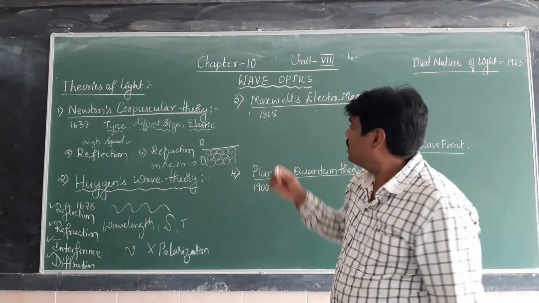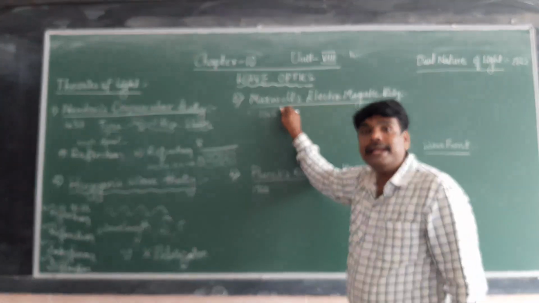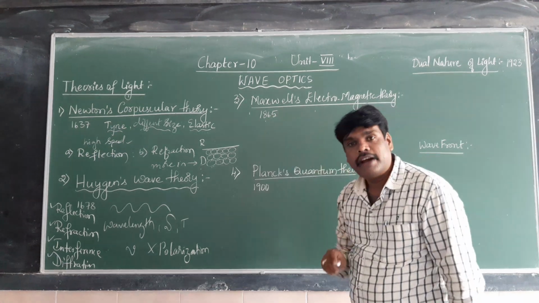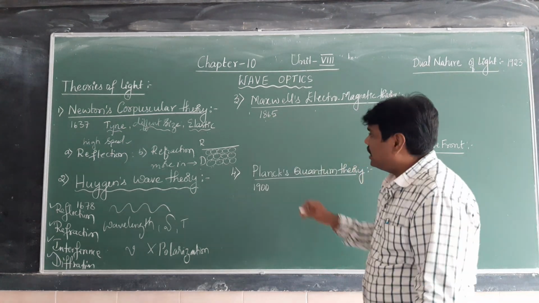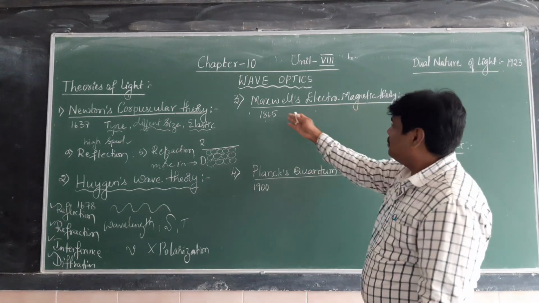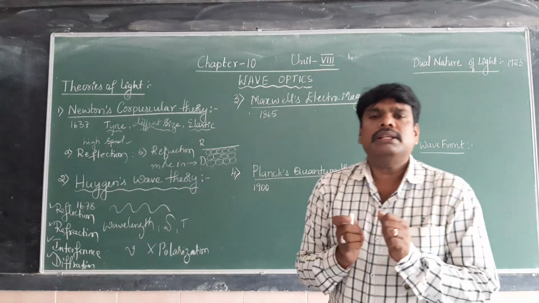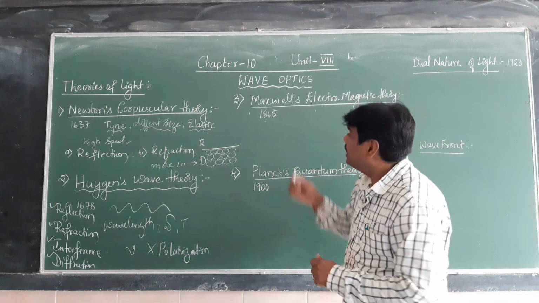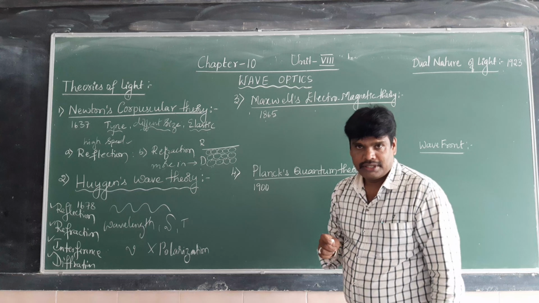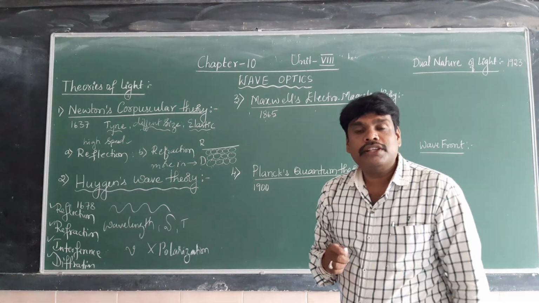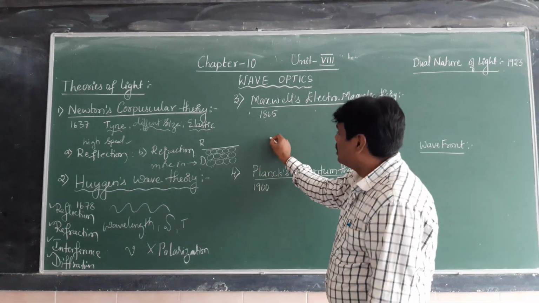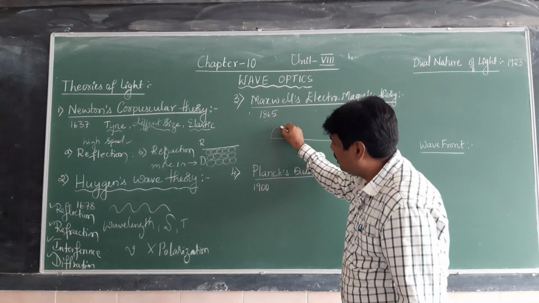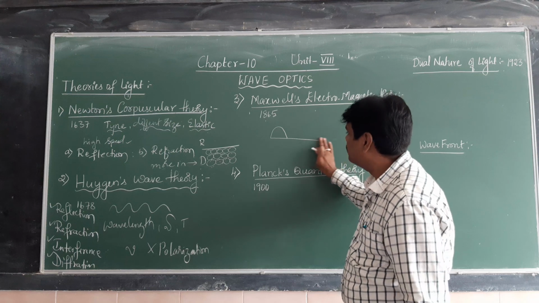So who proposed electromagnetic theory? Maxwell proposed the electromagnetic theory in 1865, isn't it? What is the concept here? A very simple concept. Light is not in the form of mechanical waves; it is in the form of electromagnetic waves. It means the light consists of oscillating electric and magnetic fields like this. Suppose the light is traveling in this direction. It has electric variations perpendicular to the direction of propagation.